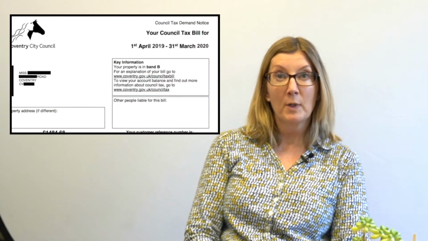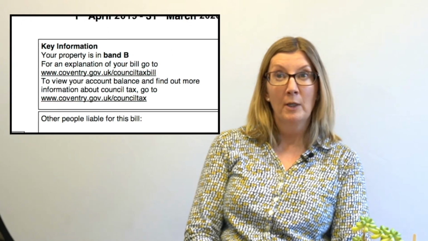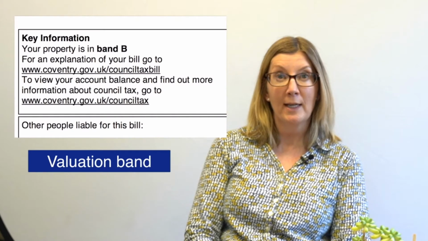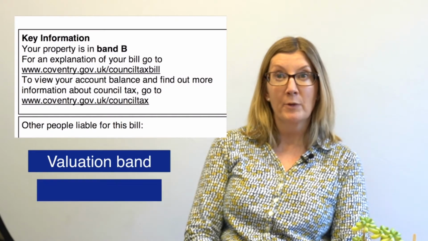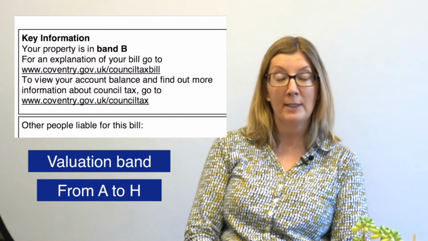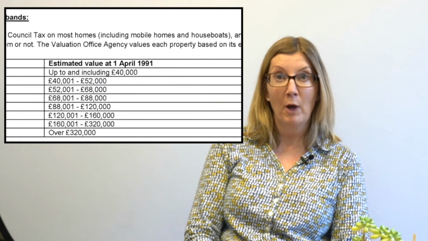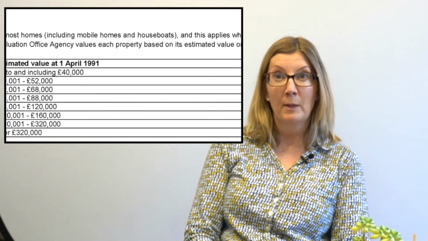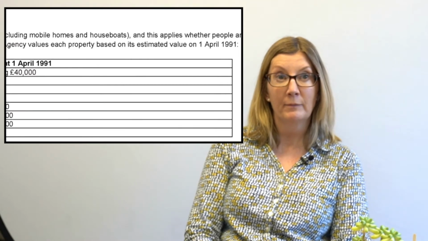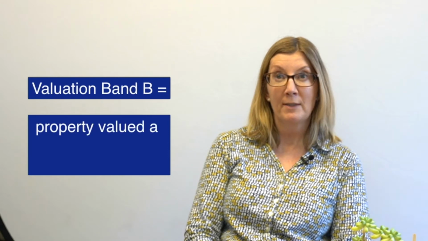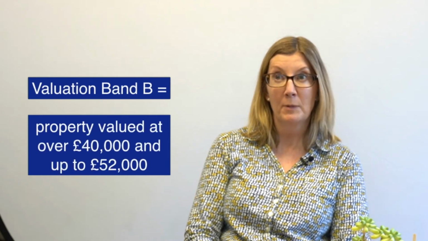Just under this, in the box entitled Key Information, your council tax valuation band will be indicated. There are 8 bands running from A to H, which are used by Coventry City Council to determine your liability for council tax. These valuation bands are based on the value of your home in 1991. The more expensive the house, the higher the band. For example, if your council tax bill states your property is in band B, this will mean your valuation band is for domestic properties valued at over £40,000 and up to £52,000.